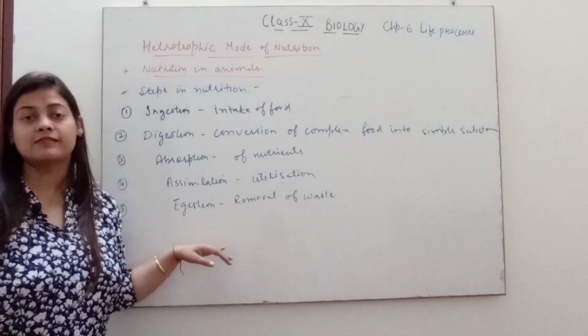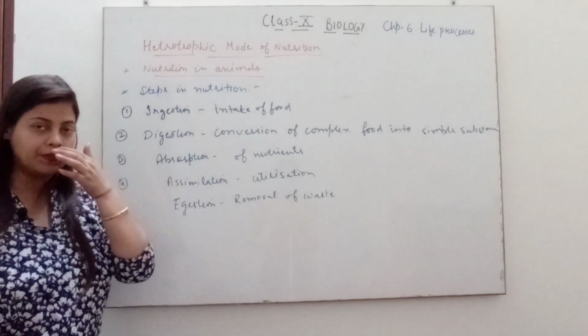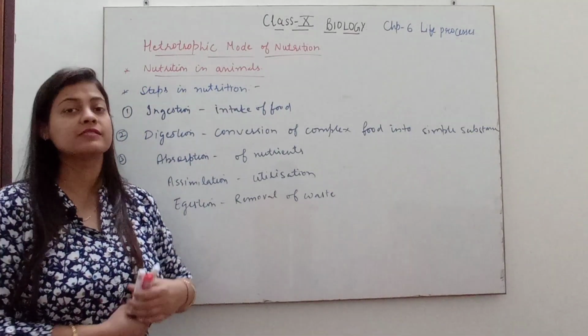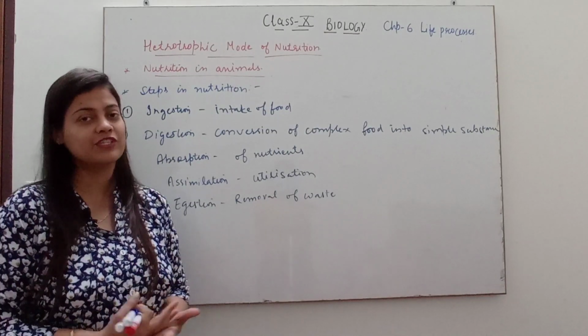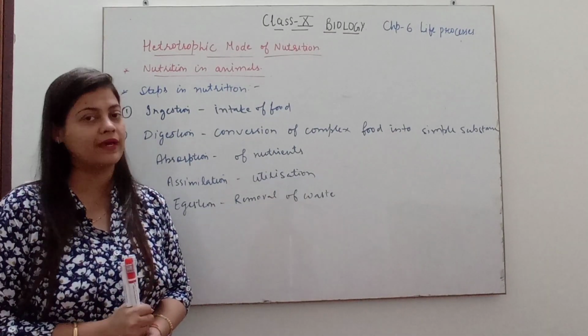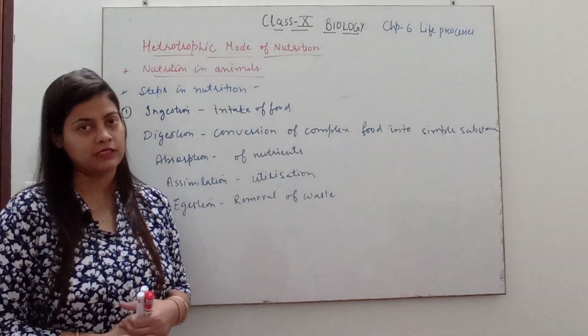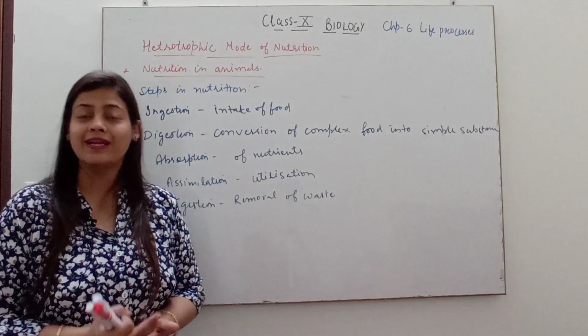So let's continue with the heterotrophic mode of nutrition. You know that the heterotrophic mode of nutrition, which we have already discussed, is the type of nutrition in which an organism is not able to prepare its own food. It is directly or indirectly dependent upon plants. Why is it directly or indirectly dependent?